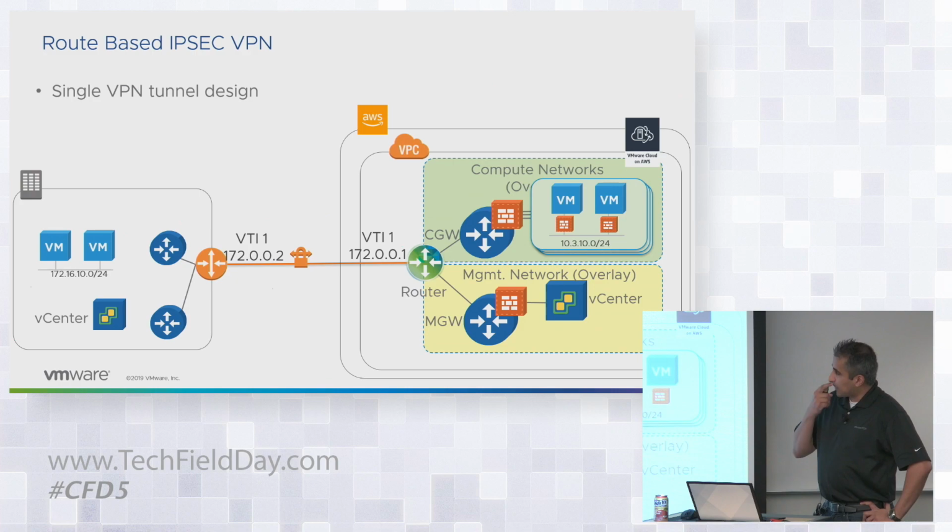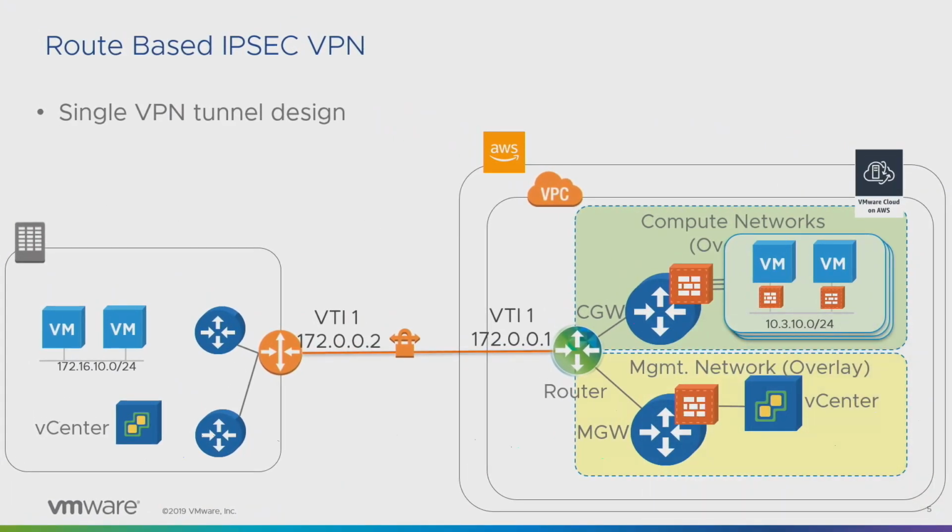So here now, I want to talk about the route-based IPSec VPN, and then I'll talk about some of the Direct Connect and security and so on. Now, route-based IPSec VPN is something we introduced with NSX SDDC first. Before, we only had policy-based IPSec VPN. Now we support route-based IPSec VPN.